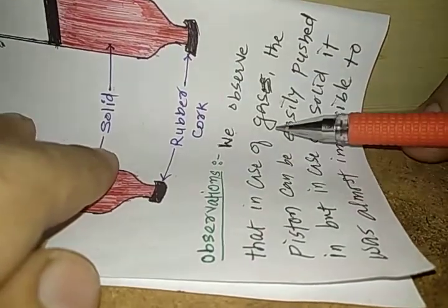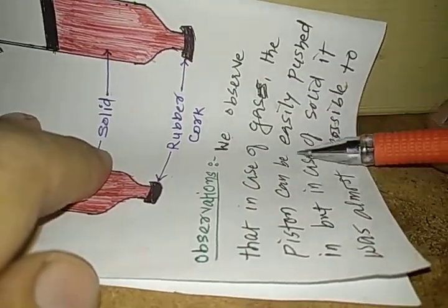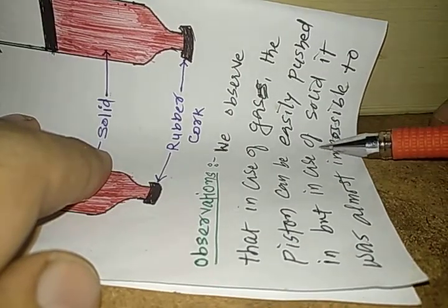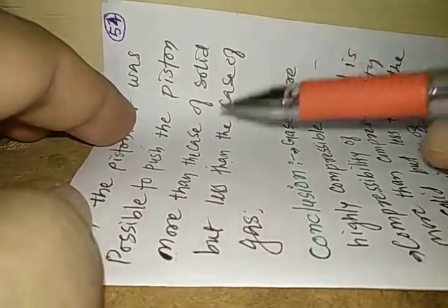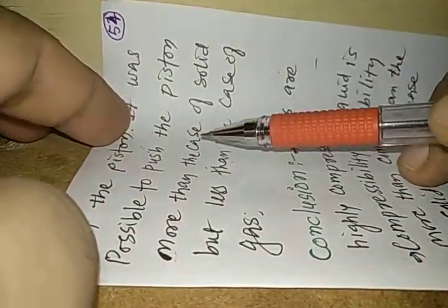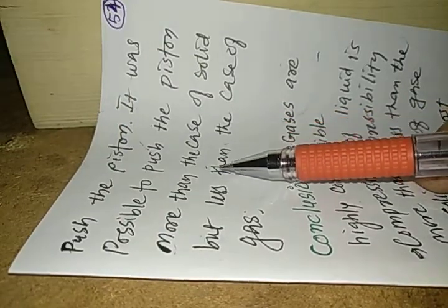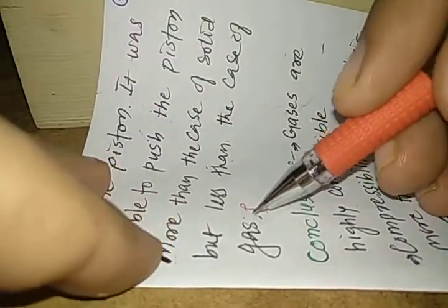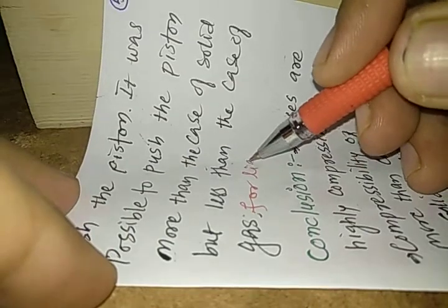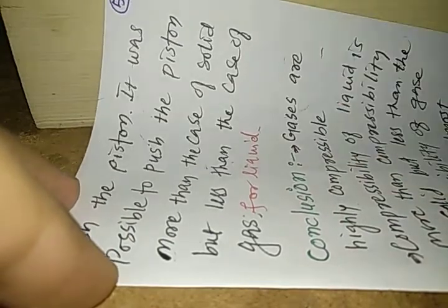We observe that in the case of gas, the piston can be easily pushed in, but in the case of solid, it was almost impossible to push the piston. For liquid, it was possible to push the piston more than in the case of solid but less than in the case of gas. So, the compressibility of liquid is more than solid but less than gases. This is what we can conclude here.